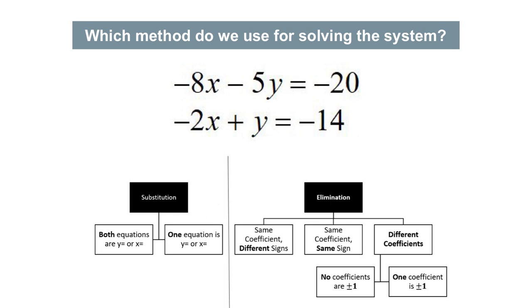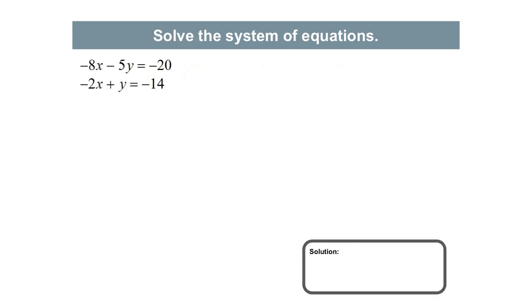Think about which method we will use for solving this problem. We should have chosen elimination, where we have different coefficients, specifically where one equation has a plus or minus 1. So using that information, I'm going to find where I have 1, and I am going to multiply the bottom equation to make it have the same coefficient but opposite signs with the top equation.